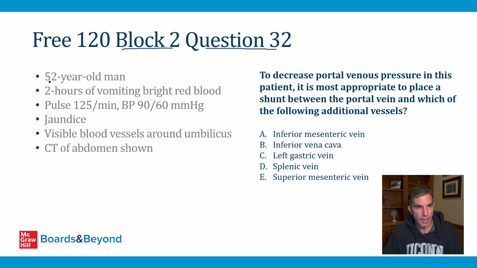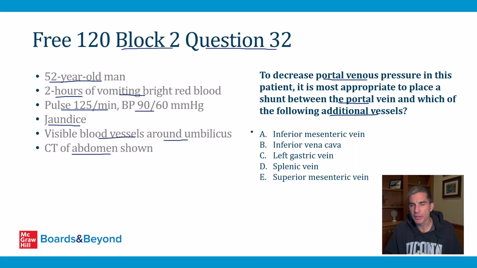So this question describes a 52-year-old man who has 2 hours of vomiting bright red blood. His pulse is 125, his blood pressure is 90/60. They tell you that he has evidence of jaundice and he has visible blood vessels around the umbilicus. A CT of the abdomen is shown, and what they want to know is, to decrease portal venous pressure in this patient, it is most appropriate to place a shunt between the portal vein and which of the following additional vessels. And they give you 5 answer choices, which I'll let you read yourselves.